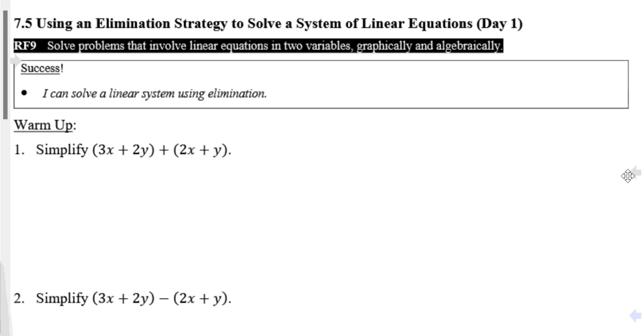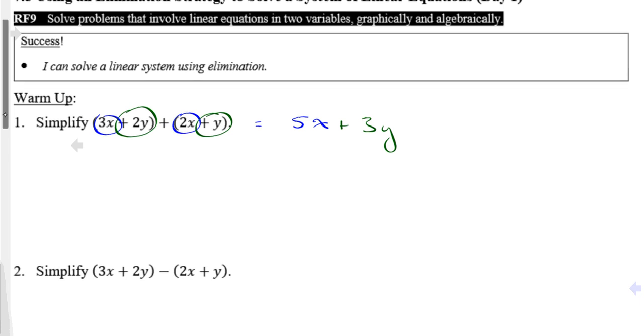Question number 1, hopefully, is pretty straightforward for you. We're just looking for the like terms. The x's can be combined to give us 5x, and the y's can be combined to give us 3y. And that's it for number 1.